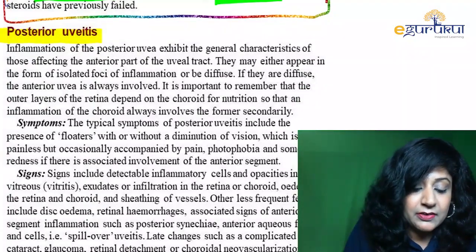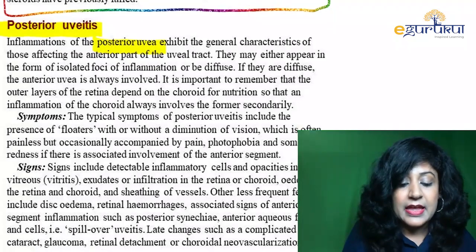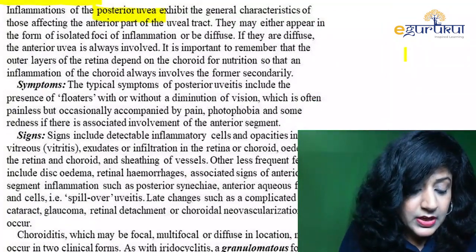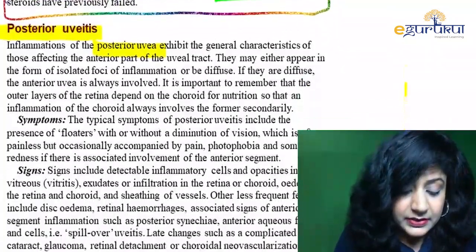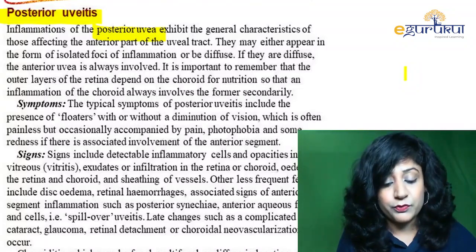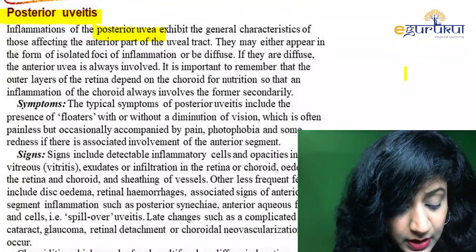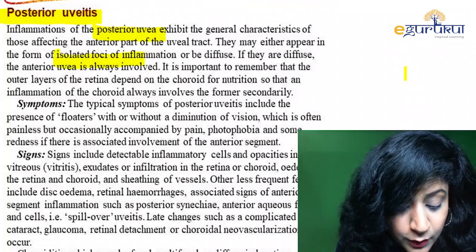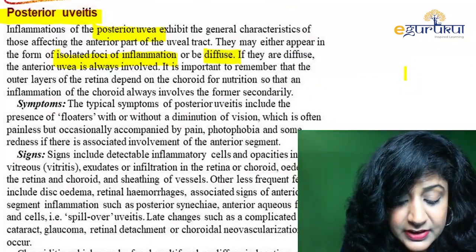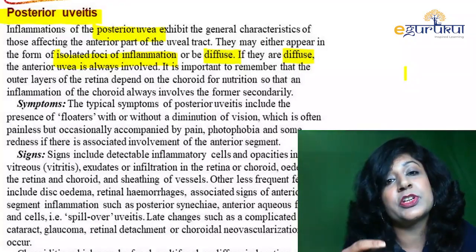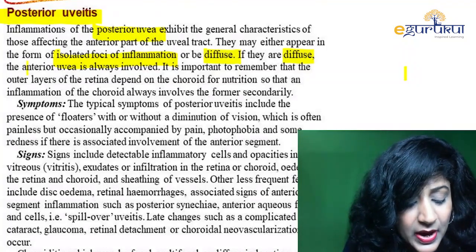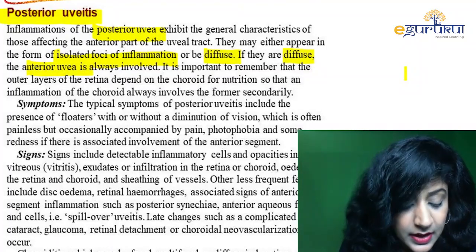So here we are having the inflammation of the posterior uvea, and this exhibits the general characteristics of those affecting the anterior part of the uveal tract. They may appear either in the form of isolated foci of inflammation, or it could be diffuse also. And if it is diffuse, in the posterior uveitis, it will always go to the anterior uveitis, and that is why we tend to get the panuveitis.